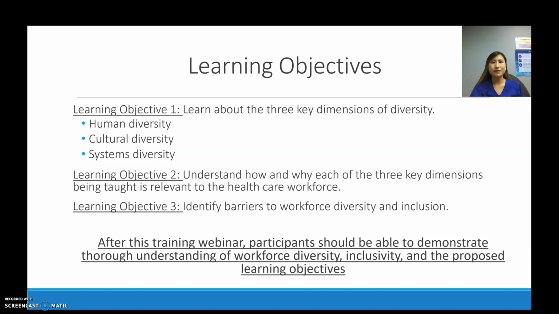These are our learning objectives for today's presentation. The first learning objective is to learn about the 3 key dimensions of diversity. Those are human diversity, cultural diversity, and systems diversity. The second learning objective is to understand how and why each of the 3 key dimensions being taught is relevant to the healthcare workforce. The third learning objective is to identify barriers to workforce diversity and inclusion. After this training webinar, participants should be able to demonstrate thorough understanding of workforce diversity, inclusivity, and the proposed learning objectives.